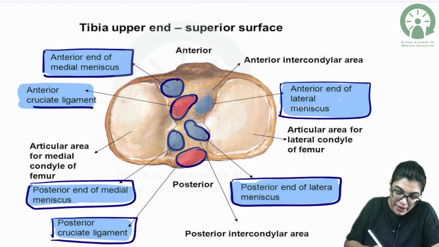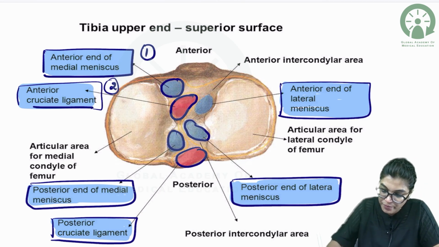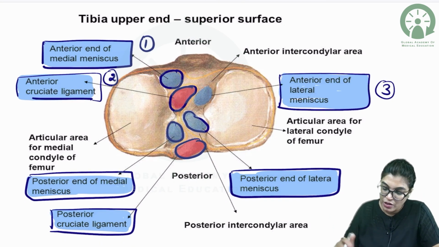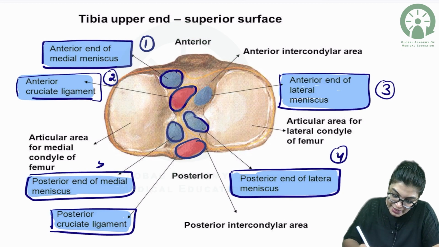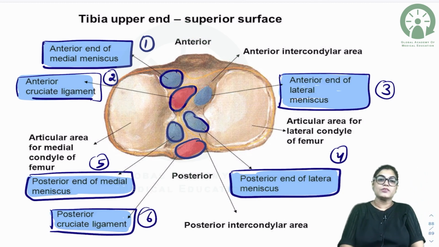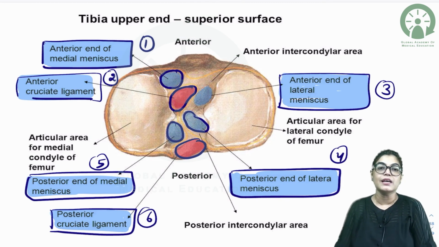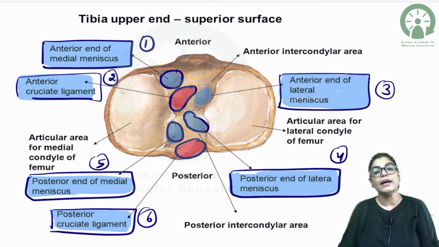Now, that means from anterior to posterior, 6 structures are there. First, second, third: Medical College, Lucknow; Lucknow Medical College. The mnemonic to remember the structures residing on the superior end of the tibia from anterior to posterior is Medical College, Lucknow and Lucknow Medical College. So, this is the mnemonic.